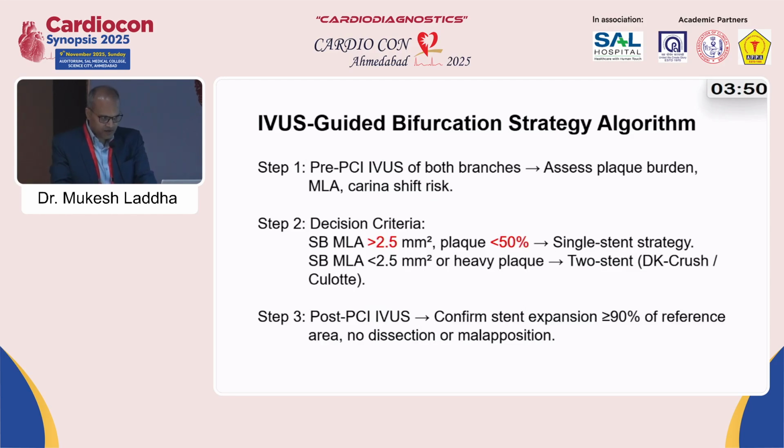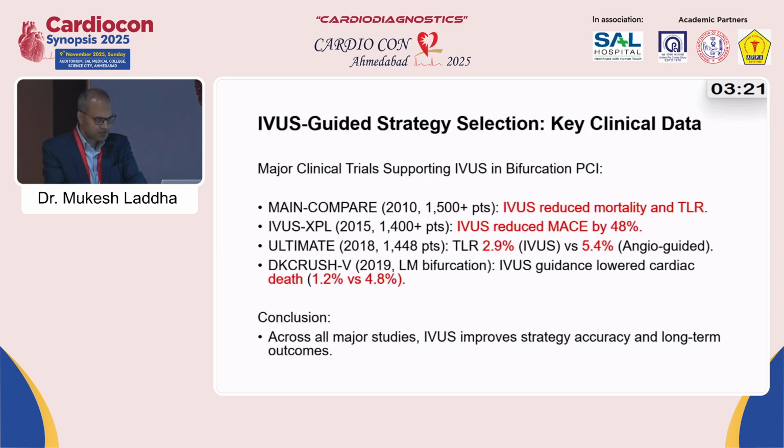Now, IVUS-guided bifurcation. First, I will do IVUS in both the branches to assess the plaque burden, MLA and the carina shift risk. If MLA is more than 2.5 mm square and the plaque is less than 50%, then a straightforward single stent strategy. If MLA is less than 2.5 and heavy plaque burden, then a two stent strategy. The post-PCI IVUS will help with stent expansion, which should be more than 90% of the reference, and no dissection and malapposition.